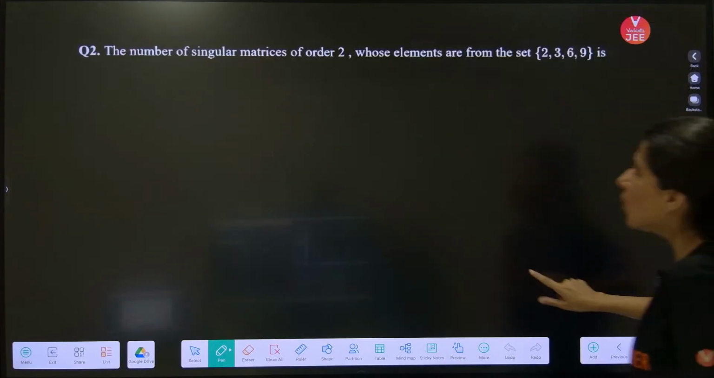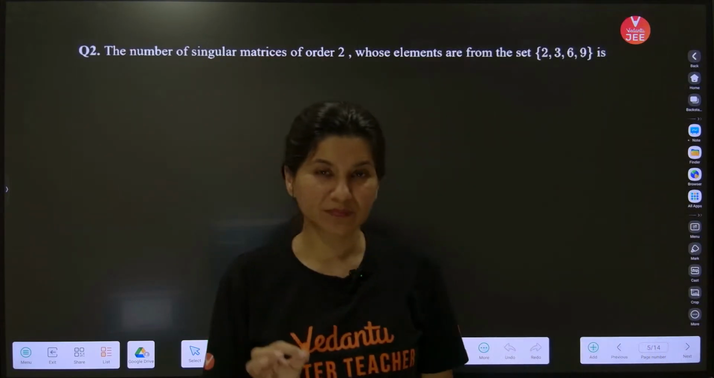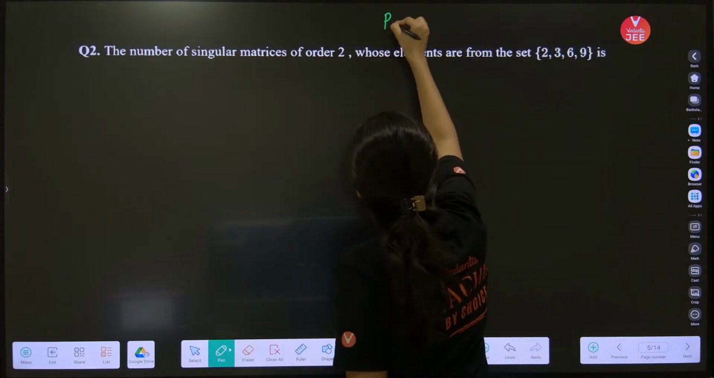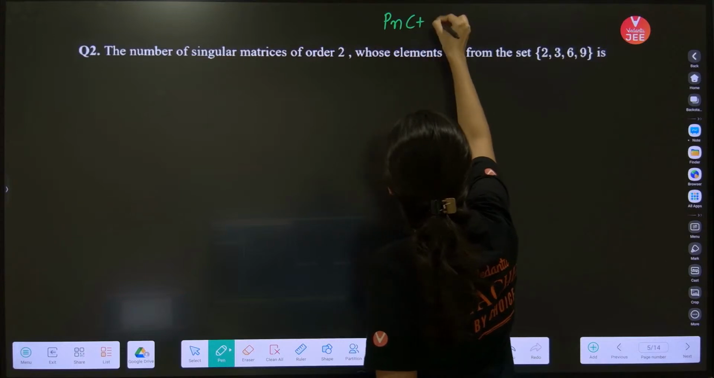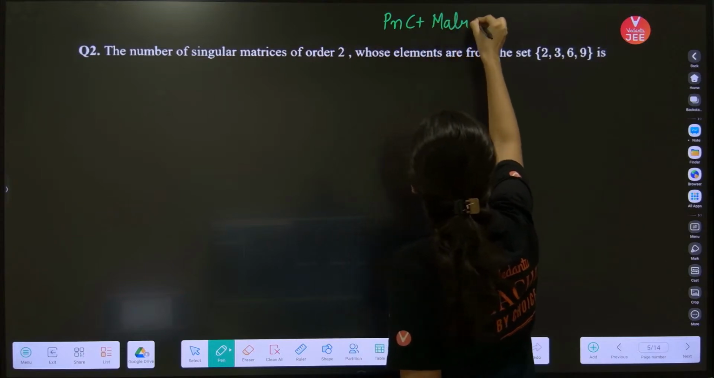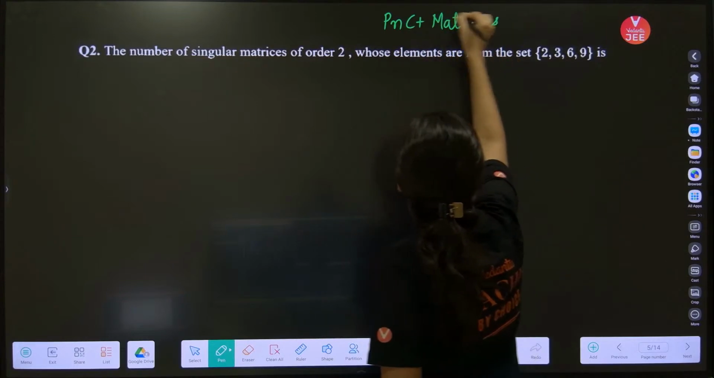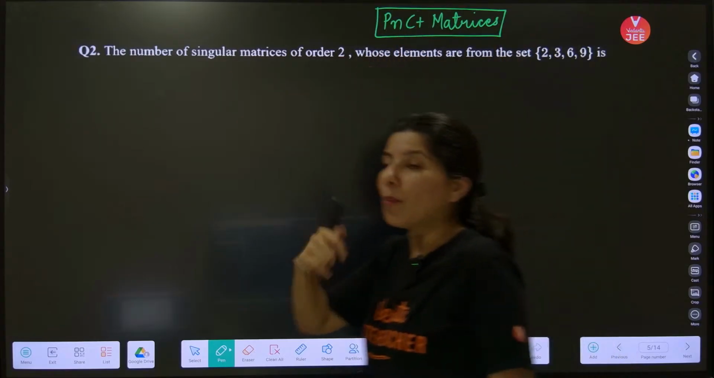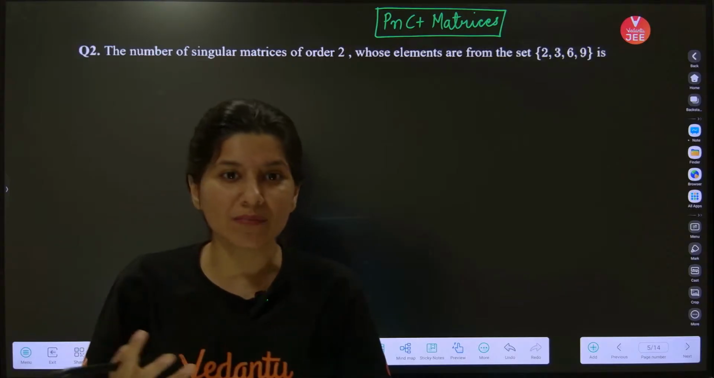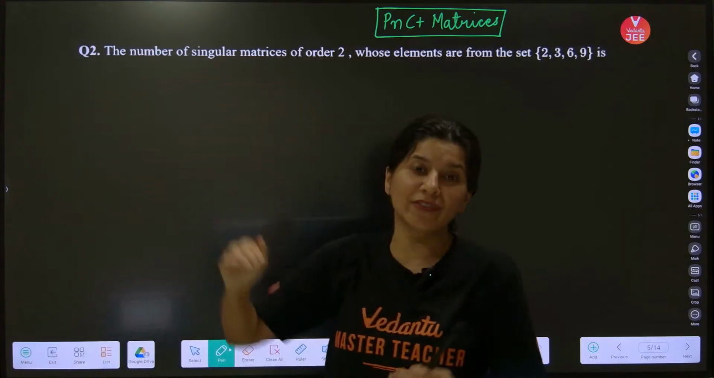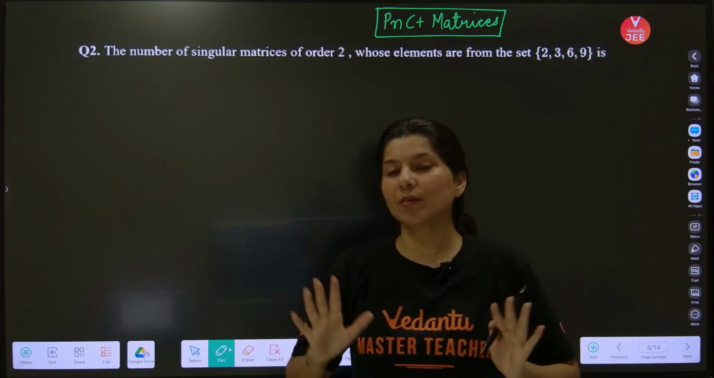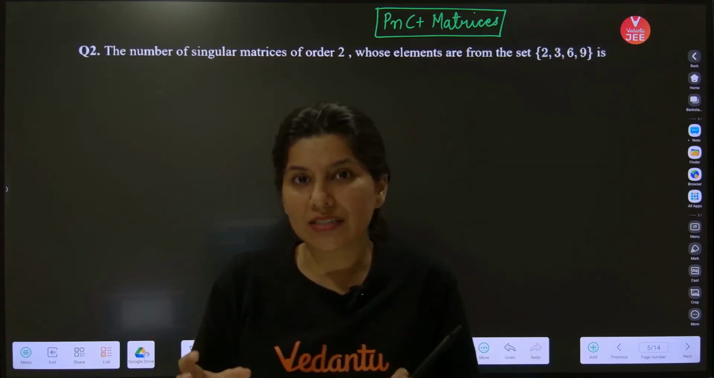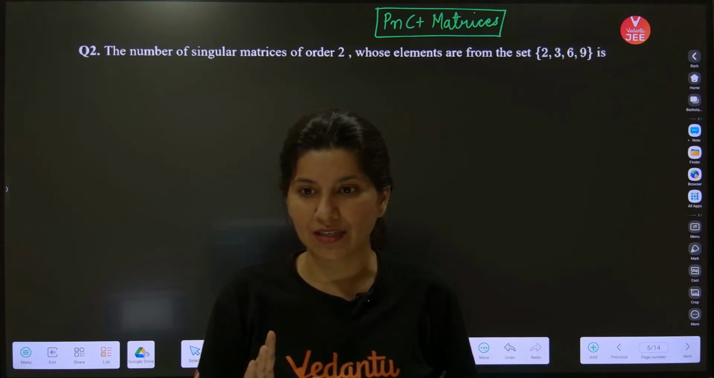Now let's move on to the next question. The next question is all about permutation and combination plus matrices. This is a very popular category. If you ask, ma'am, what kind of question comes from matrices? This is one category I will always recommend you be prepared for: PNC and matrices, NTA is going to combine them.